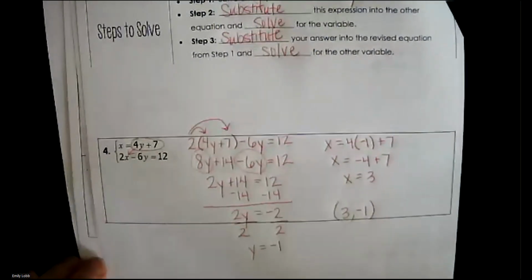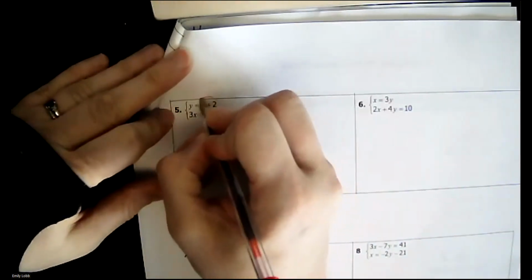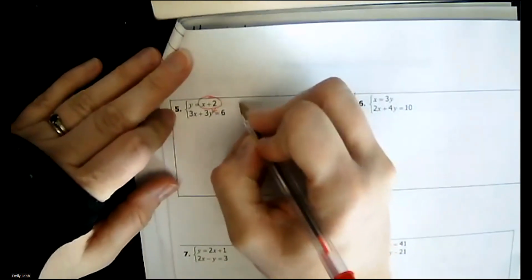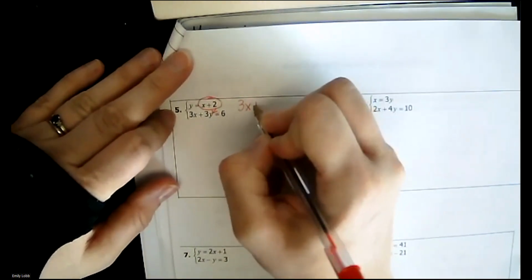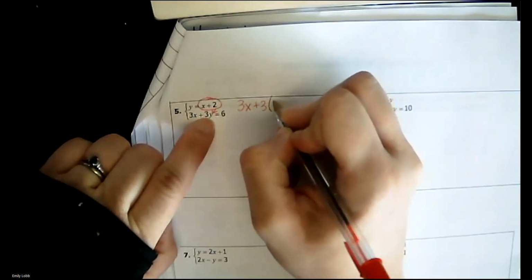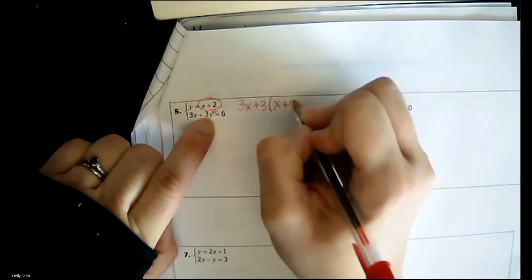All right, so let's look at these practice problems on page 11, and it looks like we are going to do a Boom Deck today. So in place of the y, since we know what y equals, we're going to put in this thing here. So we have 3x plus 3, and we're opening our parentheses here. So we can put in x plus 2.